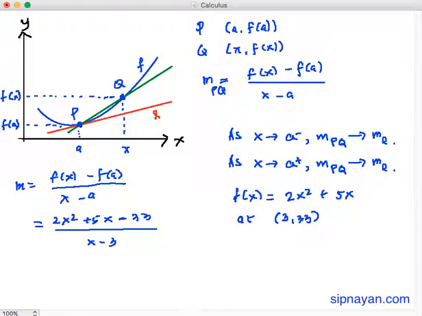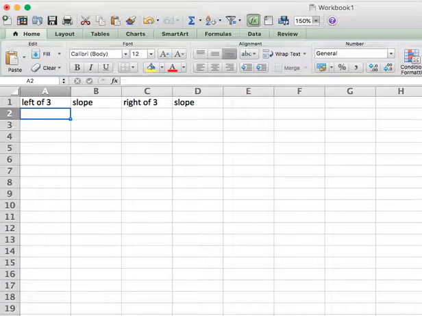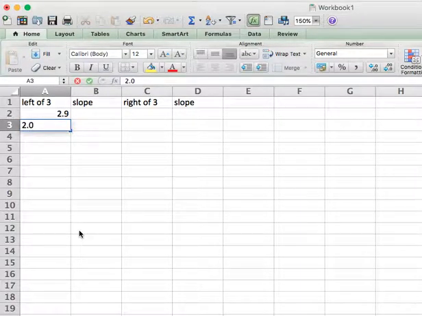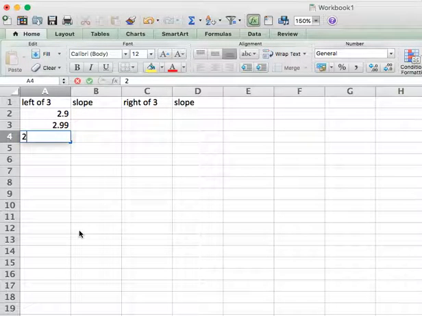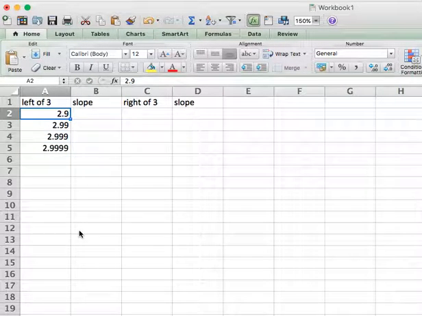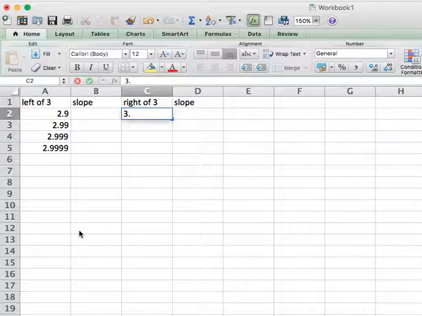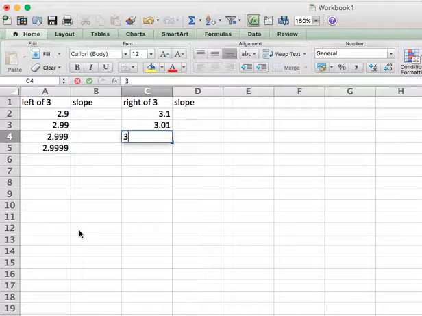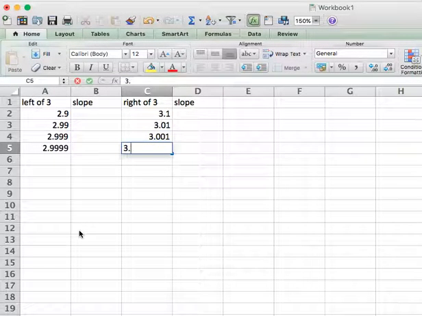So, yung pinakamalapit na lang yung kukunin natin. So, we have, sa left of 3, we have 2.9. We have 2.99. We have 2.999 and 2.9999. Alam natin, we want x to be very, very close to 3. Ito naman ay 3.1, 3.01, 3.001, and 3.0001.